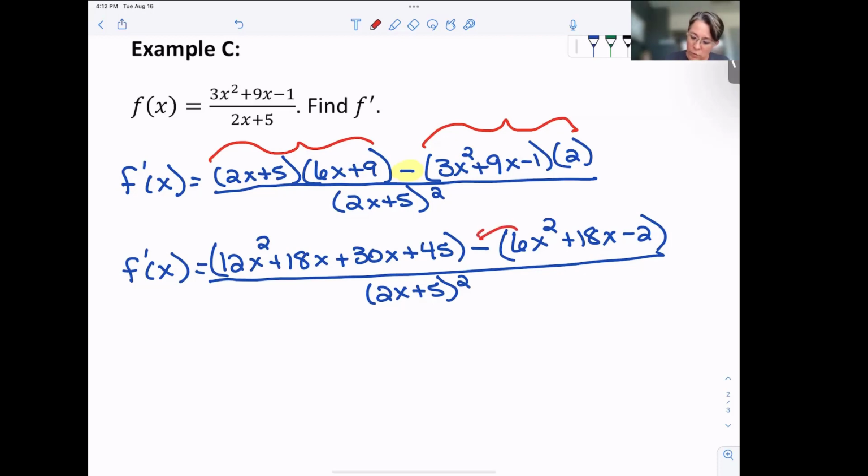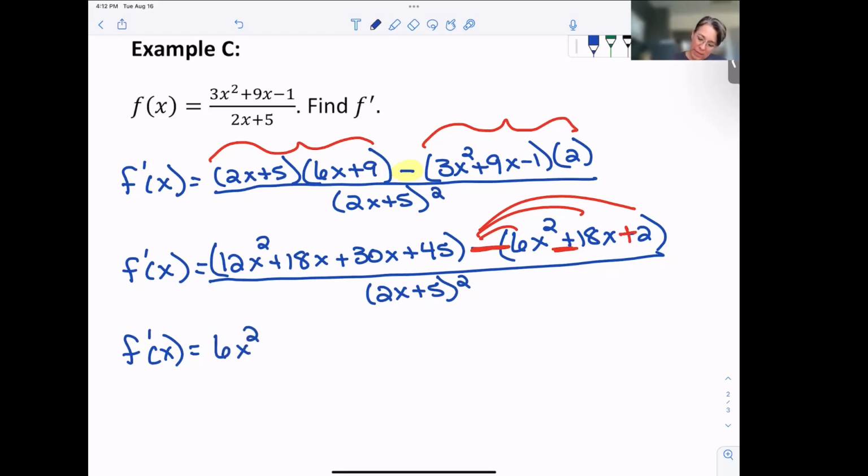So now let's distribute this negative. This becomes, and I can do it maybe here, a negative 6x. This becomes a negative 18x, and that becomes a positive 2. Okay, so we got to change their signs. Now we can combine any like terms on top. We have a 12x squared and a negative 6x squared. So that gives us a positive 6x squared.